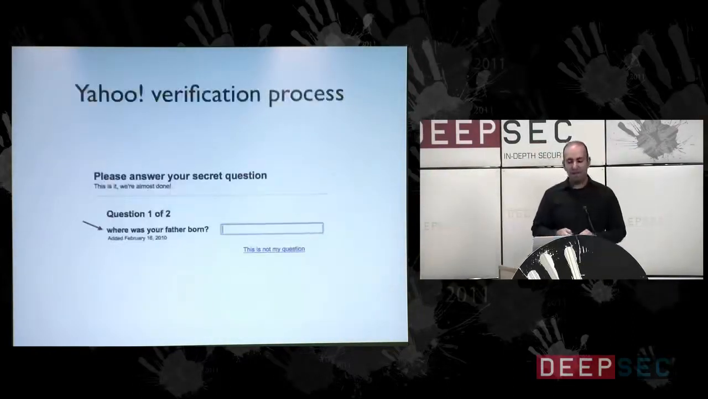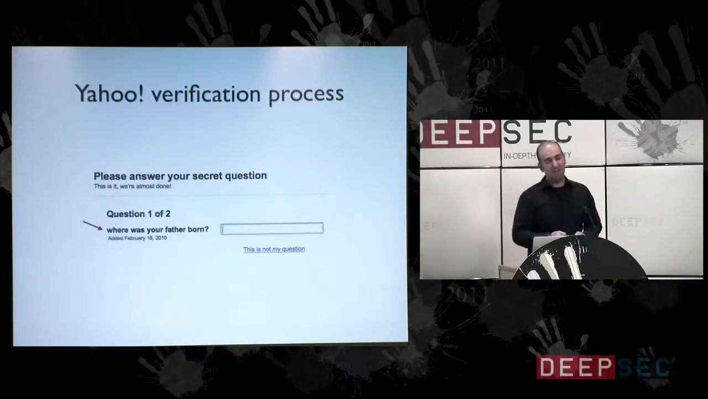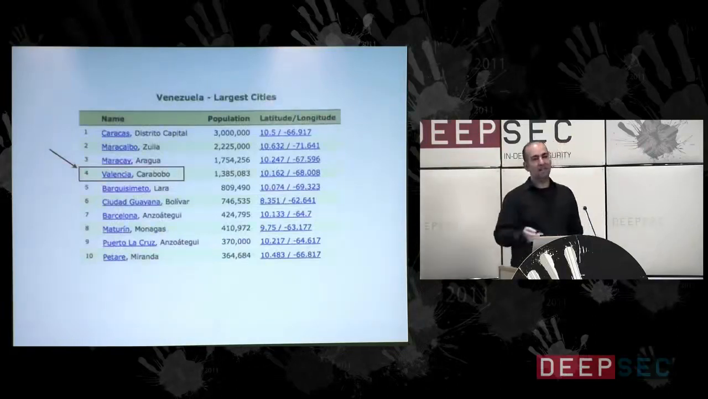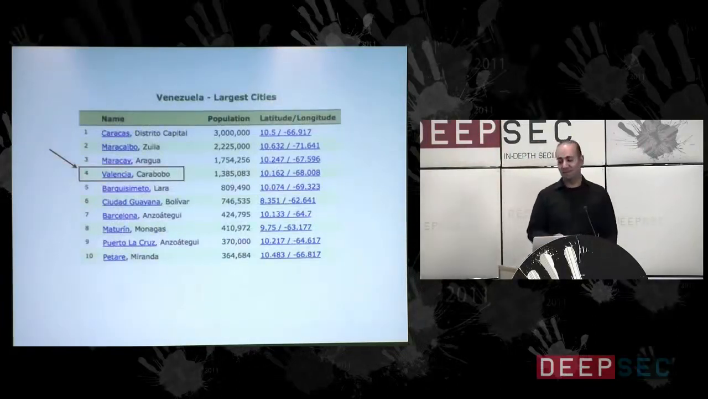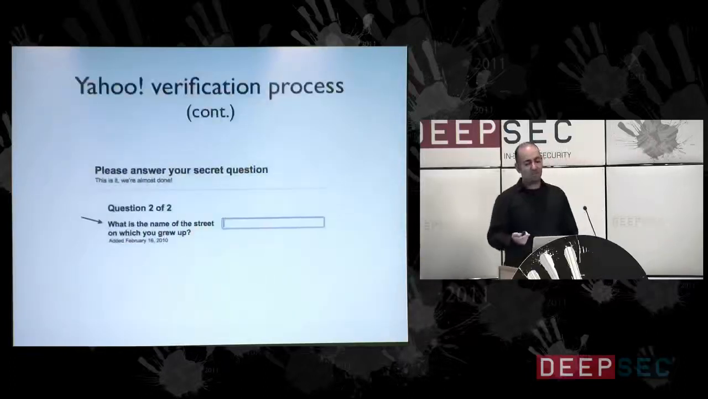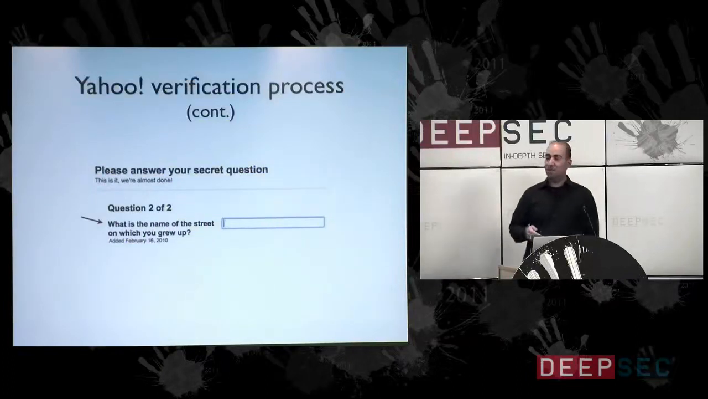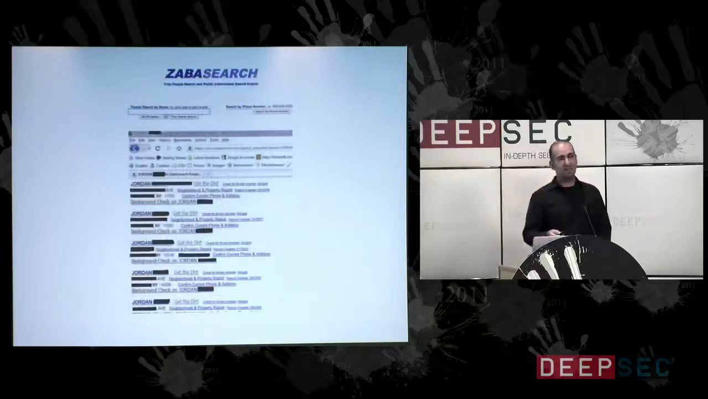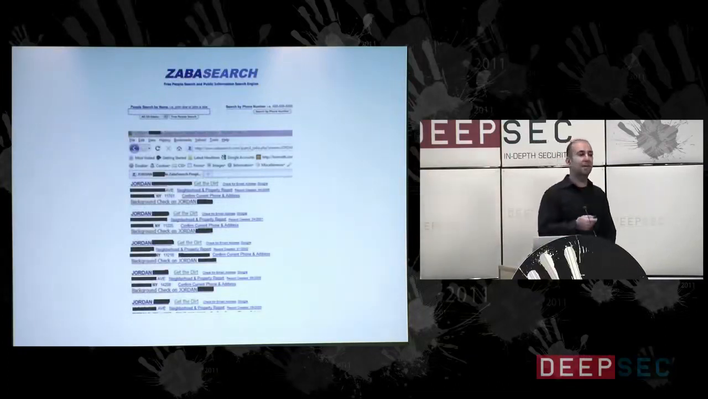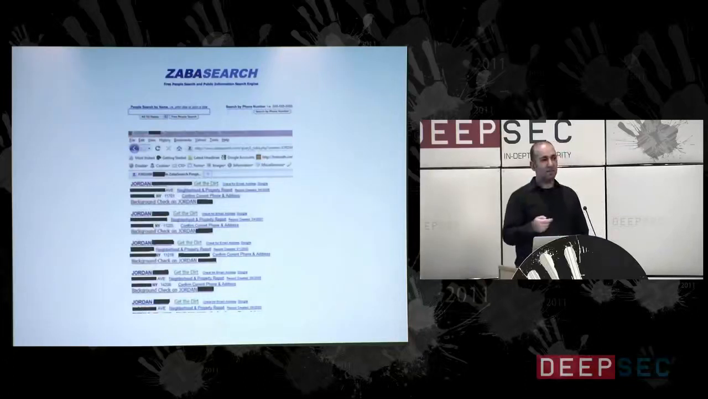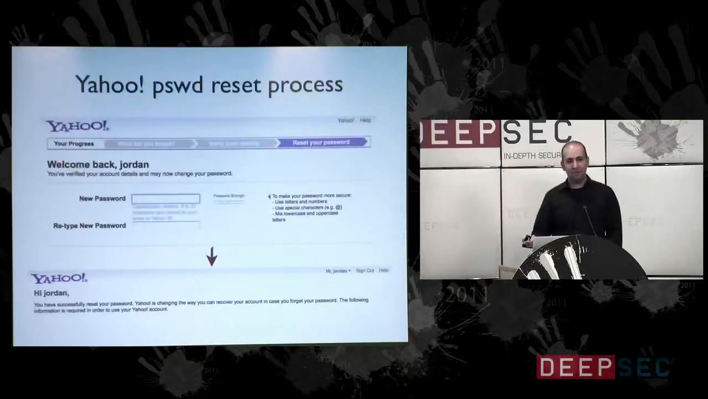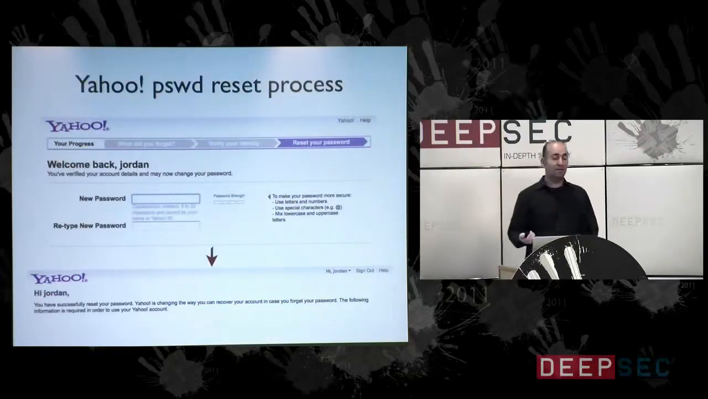So I went there, and you've all seen these. You get challenged with a bunch of questions. The first one was where his father was born. I knew he was Venezuelan, or that his father was born in Venezuela. After doing some research, I got a hit. His father was born in the fourth largest city in Venezuela, which is Valencia. The second question was, what street did he grow up on? I didn't know Jordan when he was a kid, so I had to do some research. In the States, we have a site called Search where you can put in someone's name and get every address and phone number they ever had. It's a free people finder website. Again, after some trial and error, I guessed the right street name, and I was able to reset his username and password.